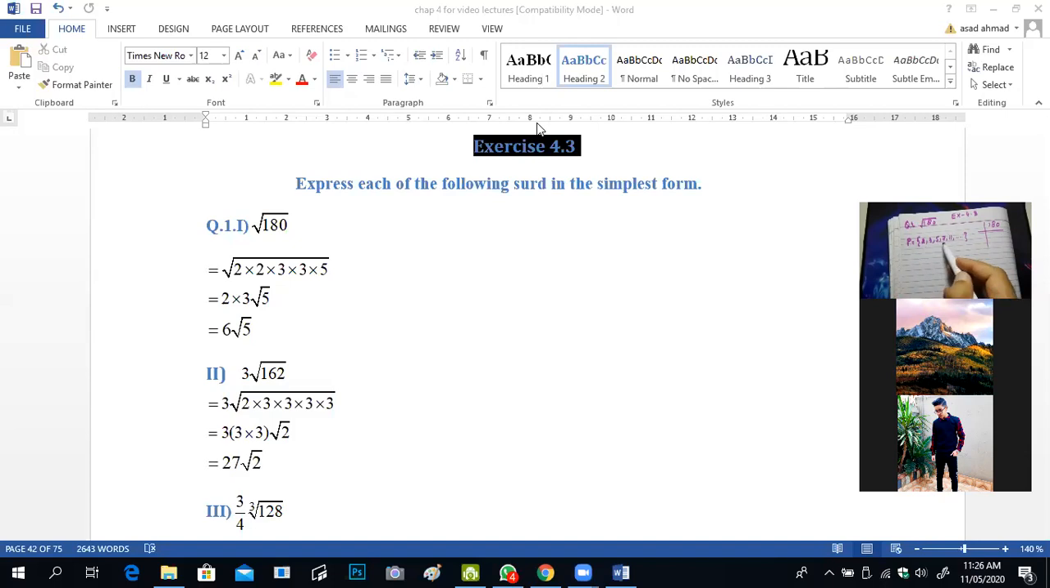Normally we use the first ones: 2, 3, 5, 7. These are the prime numbers. So what will you do? You will start dividing. 2 times 90 is 180. 2 times 45 is 90. 3 times 15 is 45, and again 3 times 5 is 15, and finally 5 times 1 is 5. So I would write 180 as a product of prime numbers: 2 times 2, 3 times 3, and 5.